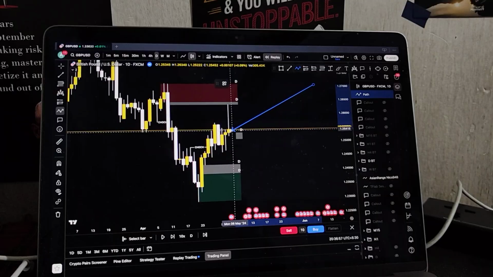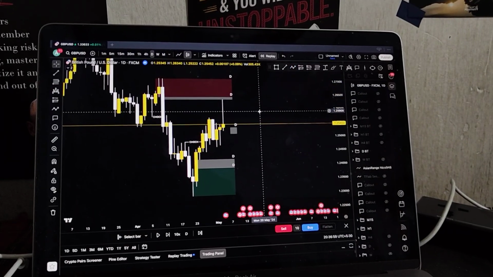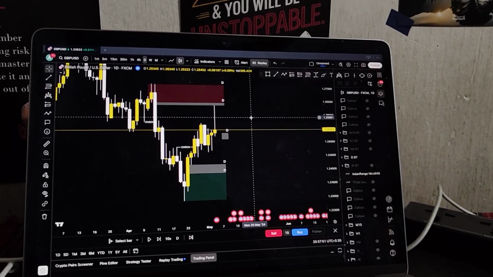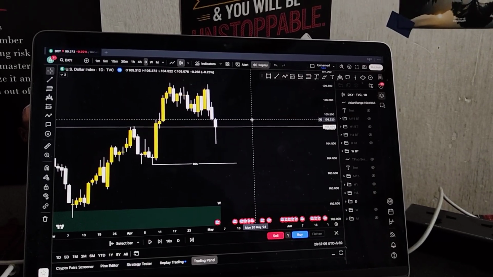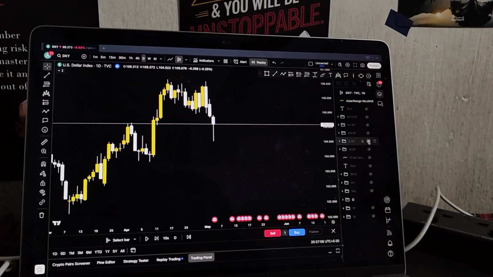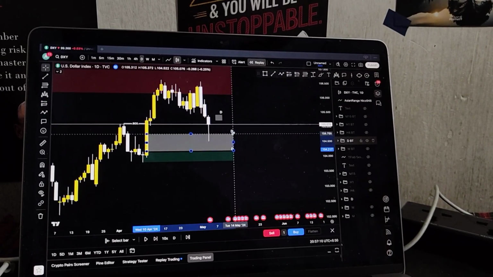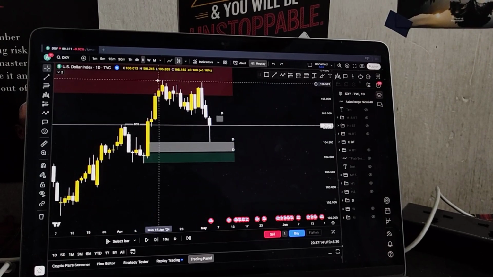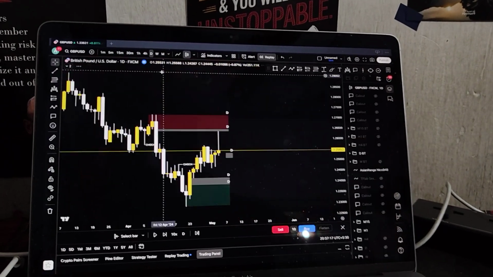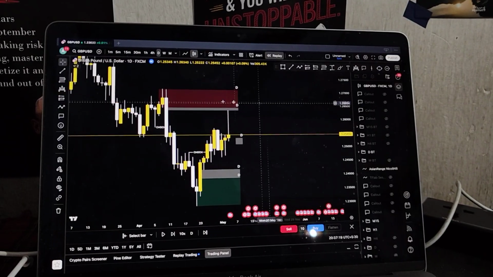On Monday I was looking for some sort of sells, and on DXY I was looking for some sort of buys on Monday. Because of this fair value gap right here, you can see it got filled to the T, and now it's rejecting, right? And also Monday there was no news, so I was looking for some sort of sells on Monday.